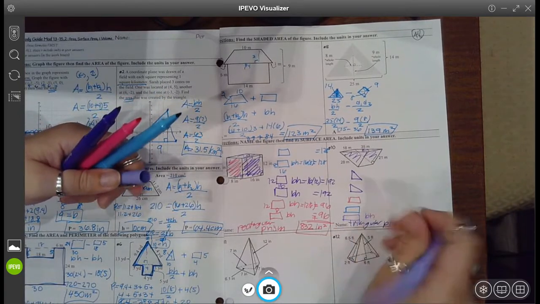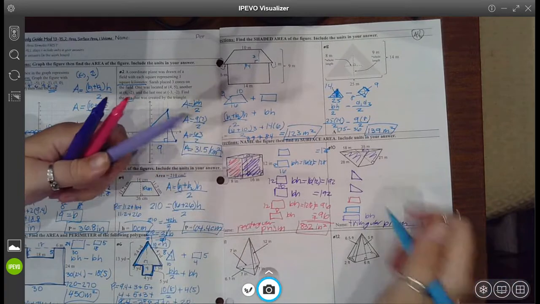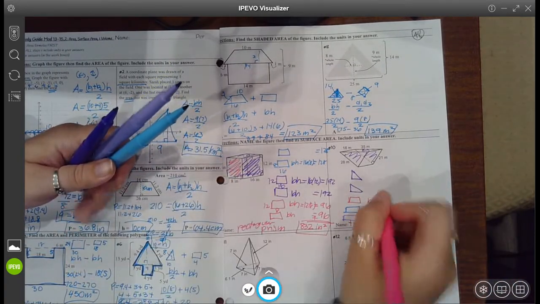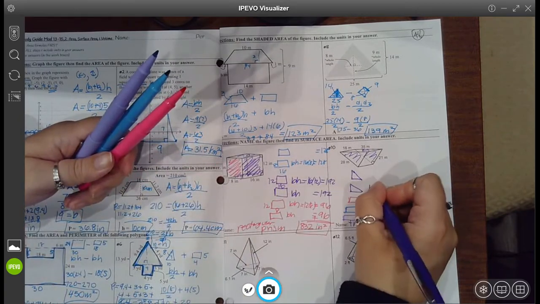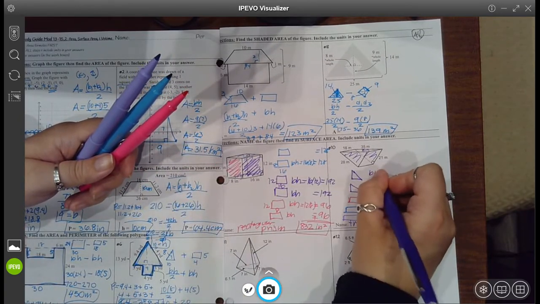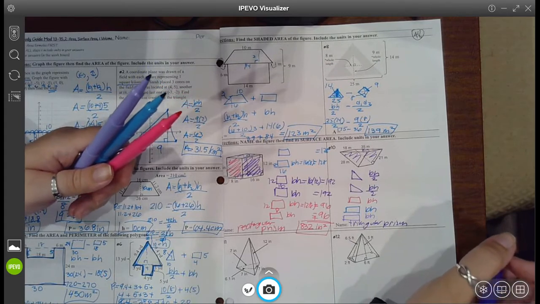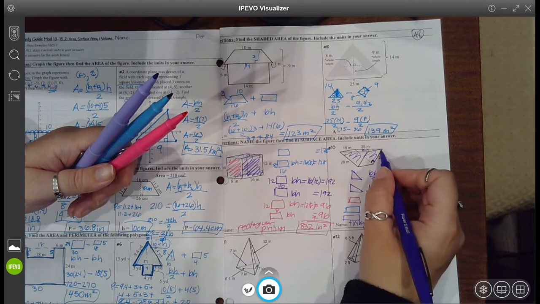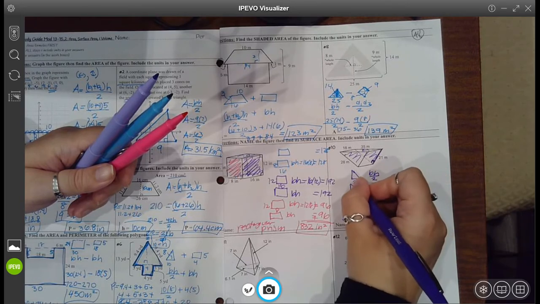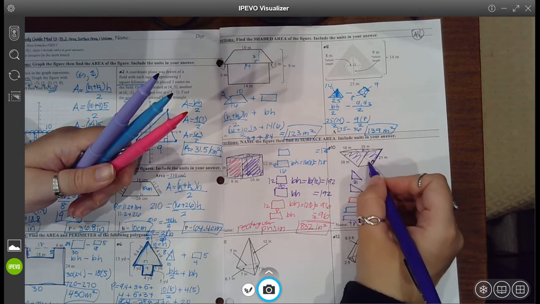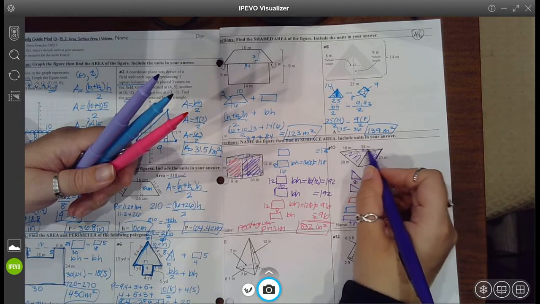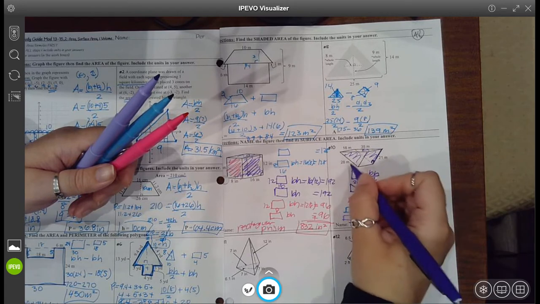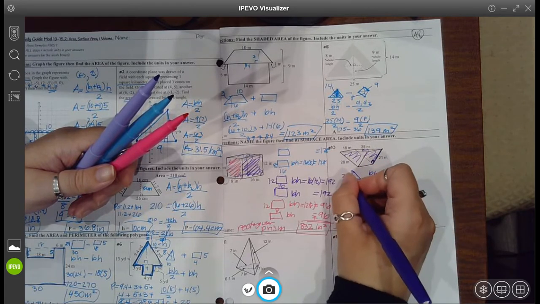So base times height for your rectangles, and base times height divided by 2 for the area of your triangles. Okay, remember that little box always connects your base to your height. So the base length of the triangle is 21. The height is this length right here, not that 35, but right here, because the box connects this line to this line. This is the same as this, so 28.